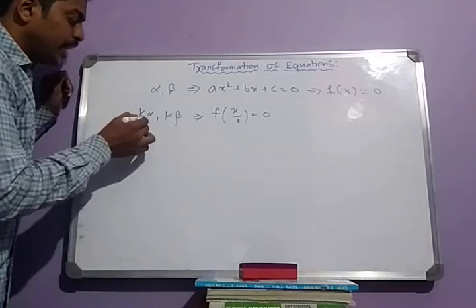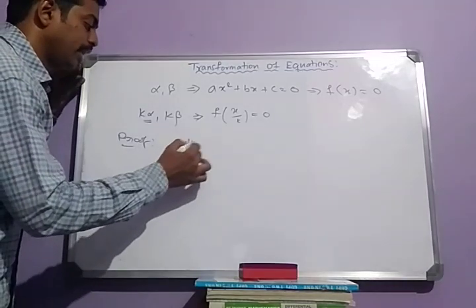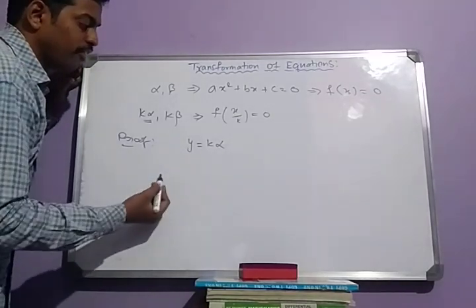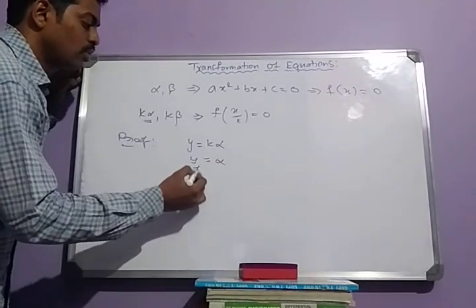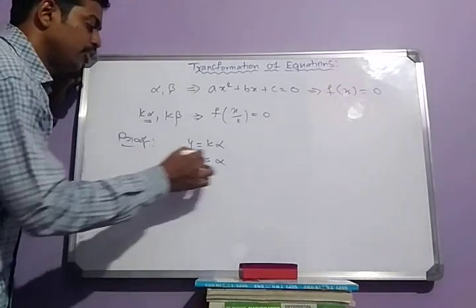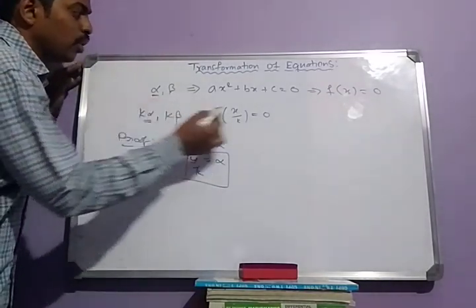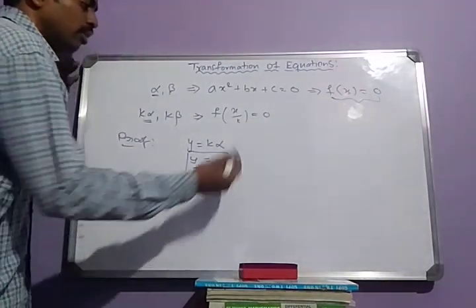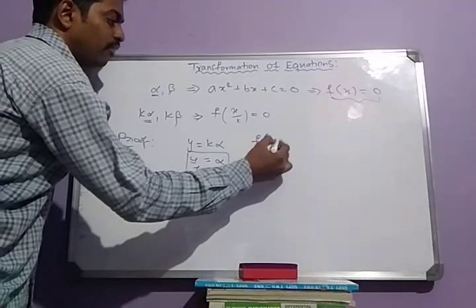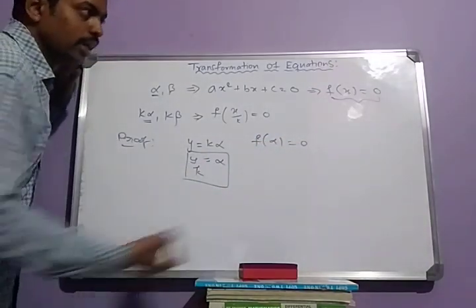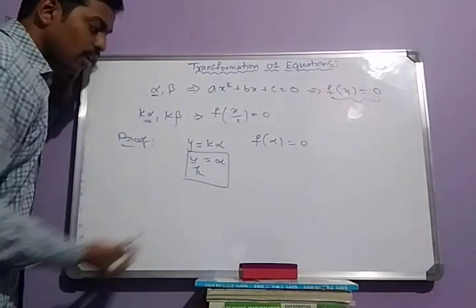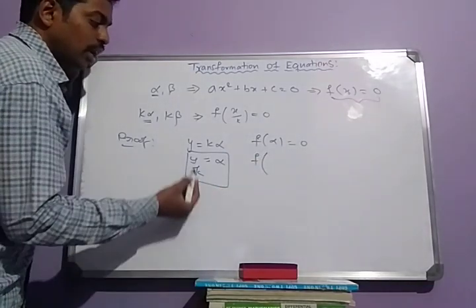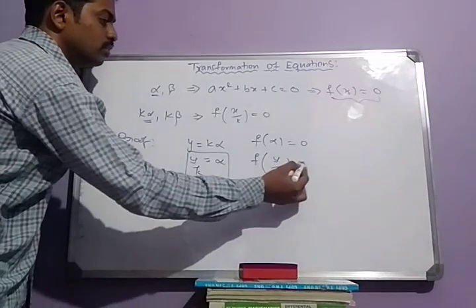Okay, dear students, you can take any one person as y. So let y is equal to k alpha. From here you can find alpha is equal to y by k. And do you know that alpha is a root of f of x is equal to 0? Alpha is a root. That means we can say that f of alpha is equal to 0, because in place of x we can substitute alpha. And just now we have found that alpha is equal to y by k. So f of alpha means f of y by k is equal to 0.